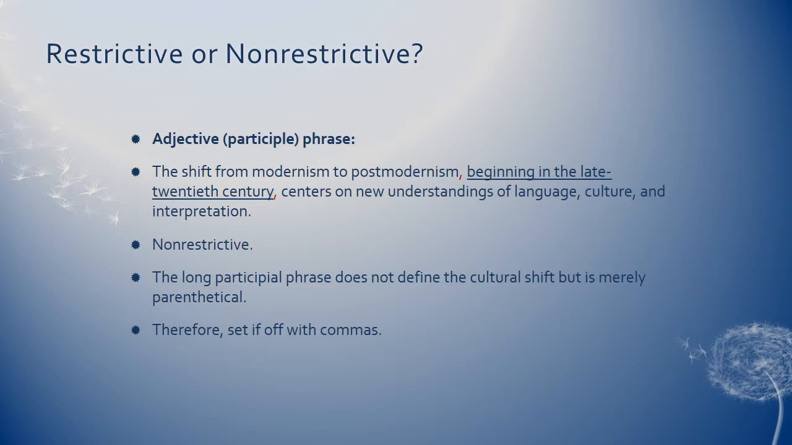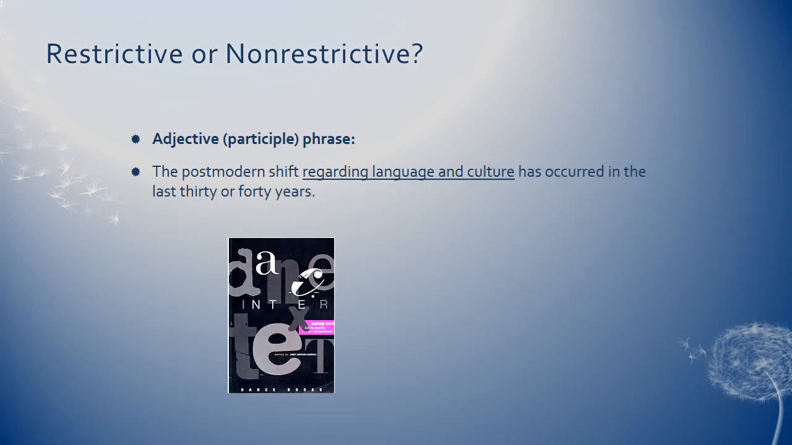Whether it occurs in the middle of the sentence, as it does here as an interrupter, or whether we shift it to the left towards the beginning of the sentence, or whether we shift it to the right at the end of the sentence. For instance, if I read, beginning in the late 20th century, the shift from modernism to postmodernism centers on new understandings, and so forth, I would still need to set off the participial phrase because it is non-restrictive. Is the short adjective participial phrase restrictive or non-restrictive?